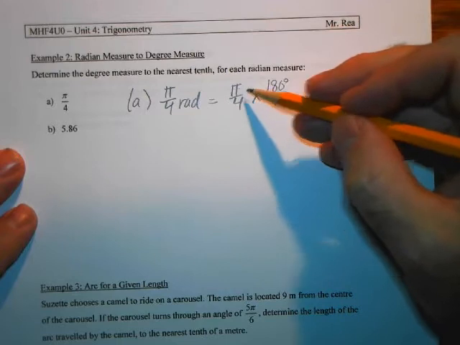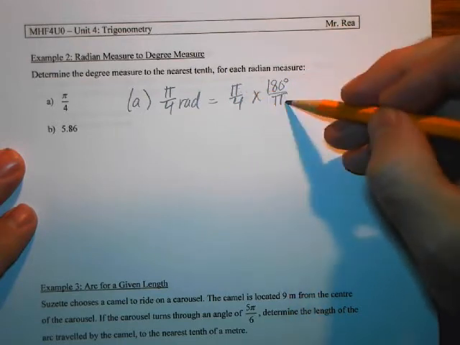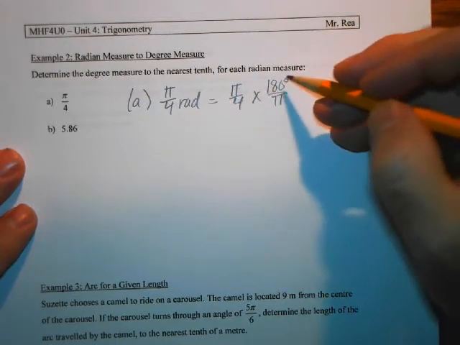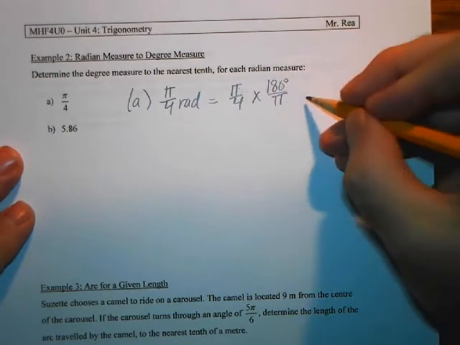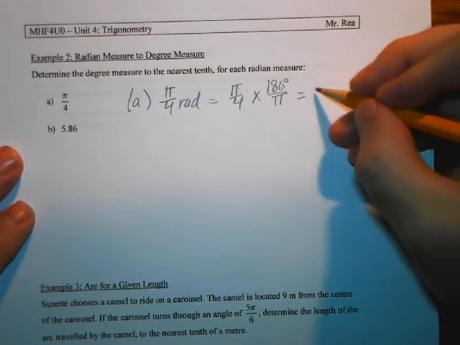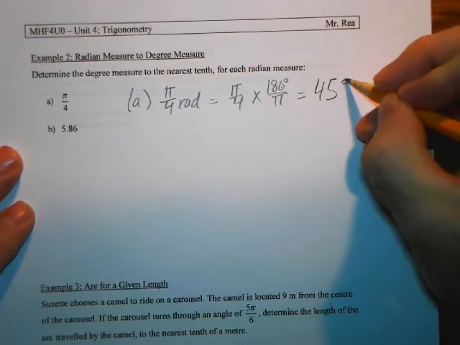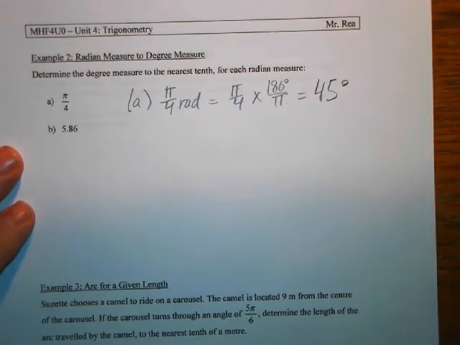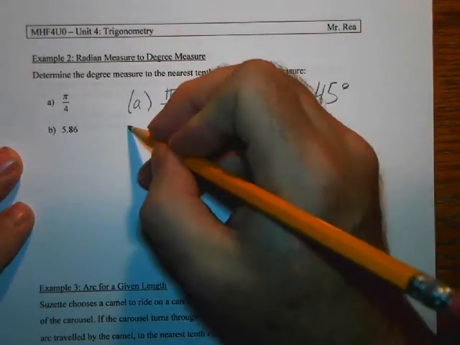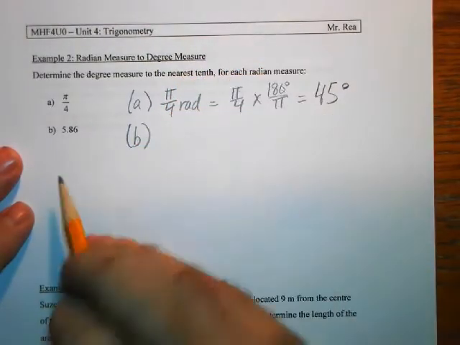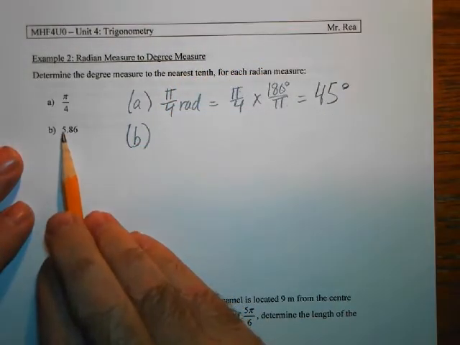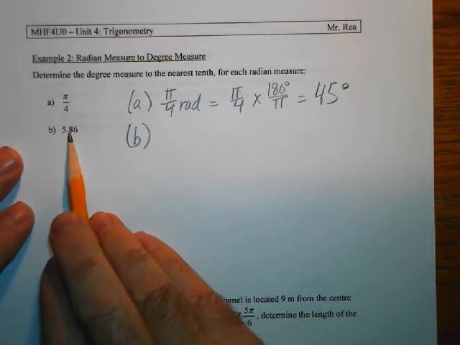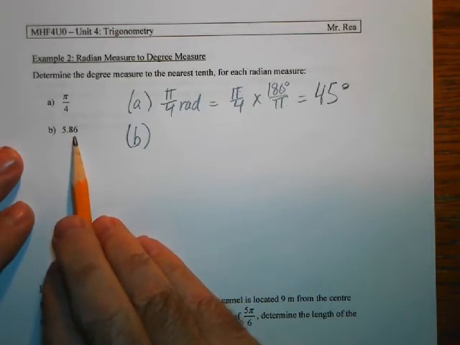And there are units there too, but we didn't write them. Pi radians cancel each other, and then we're left with 180 degrees divided by 4, and that works very nicely to 45 degrees. So that's exact. We don't have to round at all. Okay, and this one here, you see it doesn't have any pi values, it's just 5.86 radians.